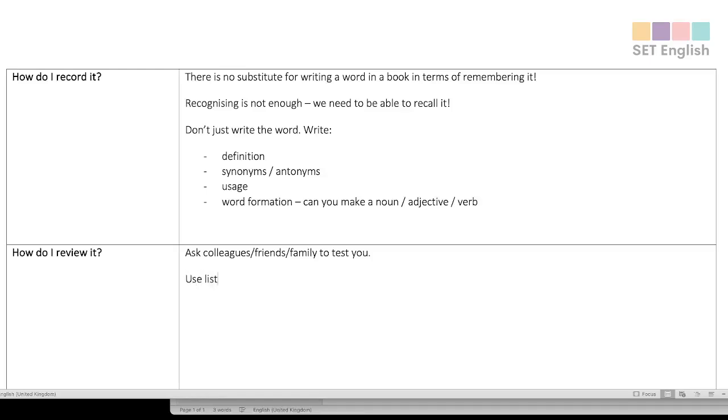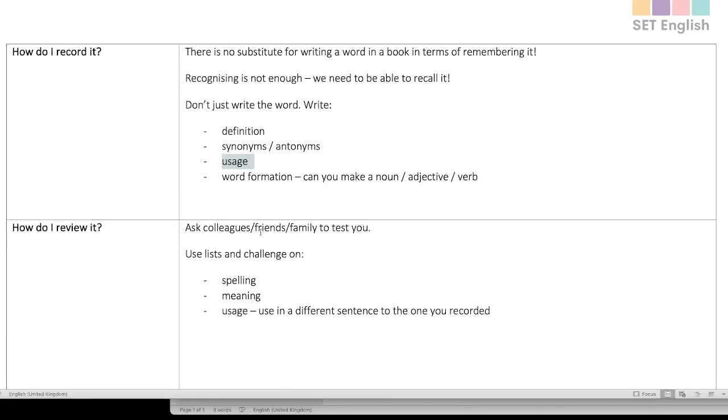Okay, use lists and challenge on spelling, which mine hasn't been very good today, but okay, challenge on spelling, meaning, usage. And when we say usage, use in a different sentence to the one you already know. If you did write a sentence, ask someone to say, look, choose 10 words and I'll tell you how to spell them. I'll tell you what they mean and I'll give you a sentence for each one. And that person can say yes or no. This is a really good way of reviewing your vocabulary.